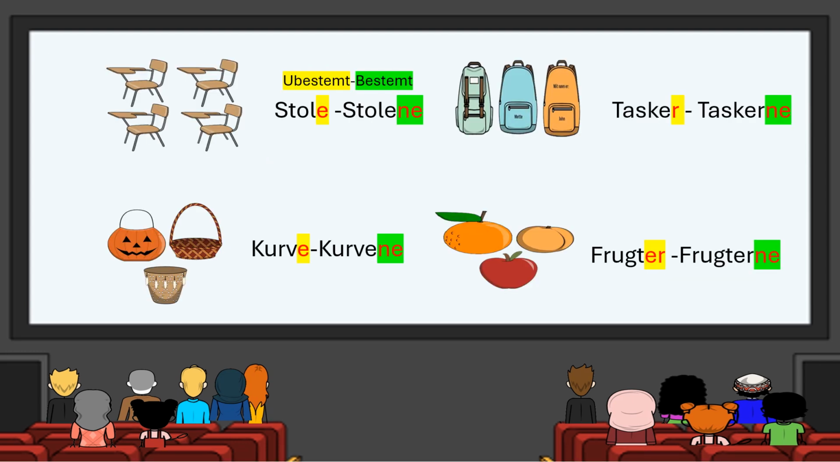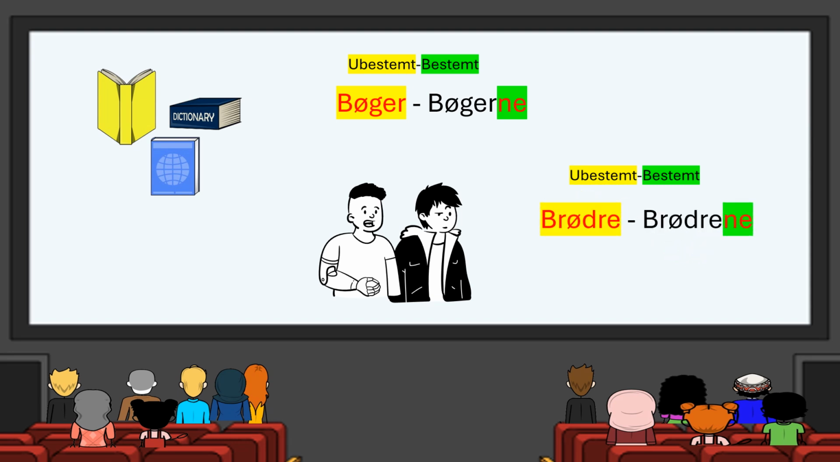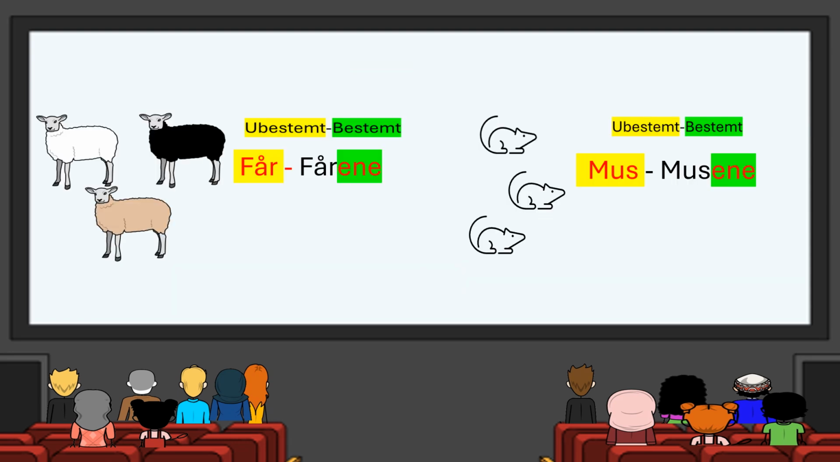More examples: stole, stolene. Kurve, kurvene. Taske, taskene. Frukter, fruktene. Bøger, bøgerne. Brødre, brødrene. Får, fårene. Mus, musene.